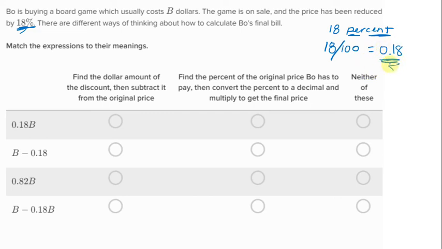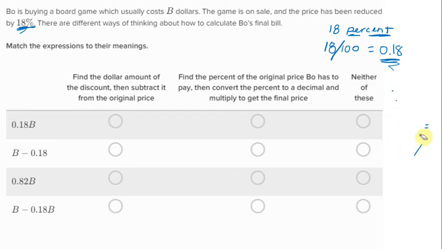18% means 0.18 times whatever we're trying to take 18% of. So if I'm trying to take 18% of, I don't know, 200, that would mean that I would take 200 and I would multiply it by 0.18. And whatever that number would be is 18% of 200. So this would give me 36. 36 is 18% of 200. But little example on percents.